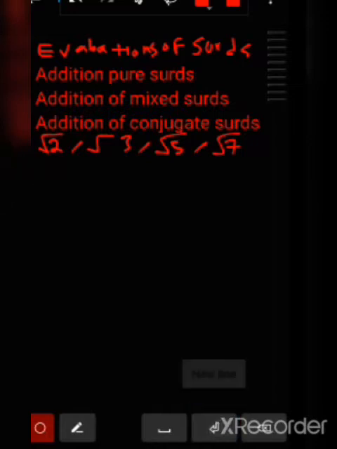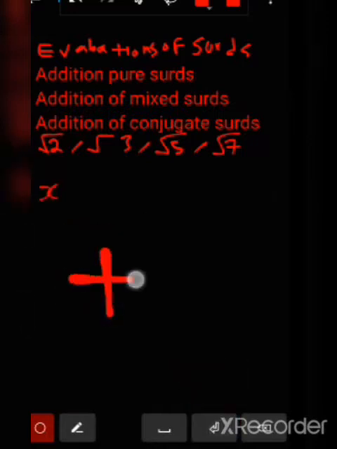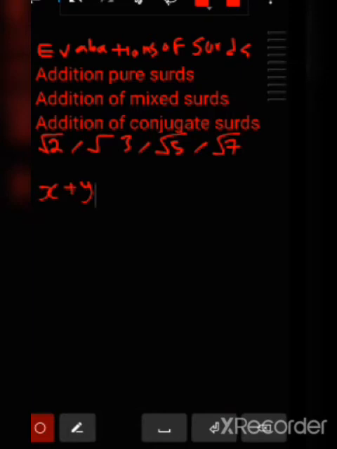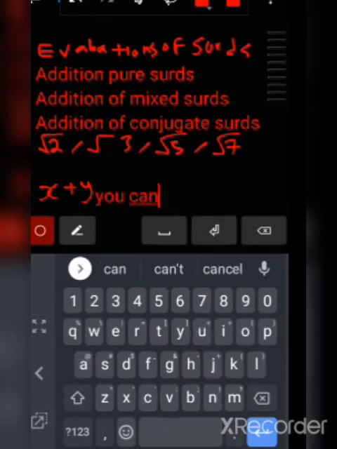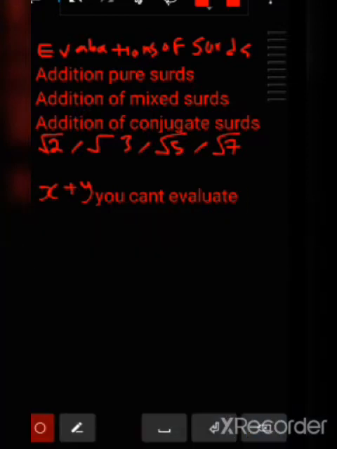Let's say if you have x plus y, this cannot be added because the variables are different. So same applies. Take note of this. You can't evaluate that. Take note of that, please. You can't evaluate it unless you've got something like this: x plus x. Things like this you can add. This is simply 2x. You can add these, not variables which are different.